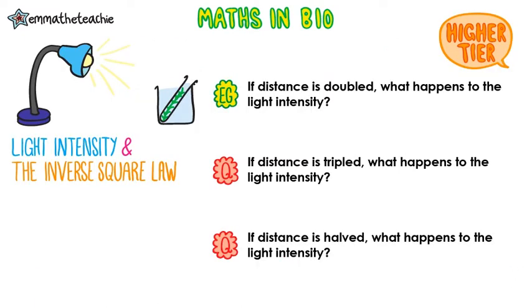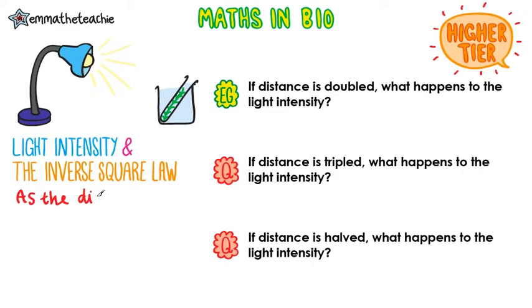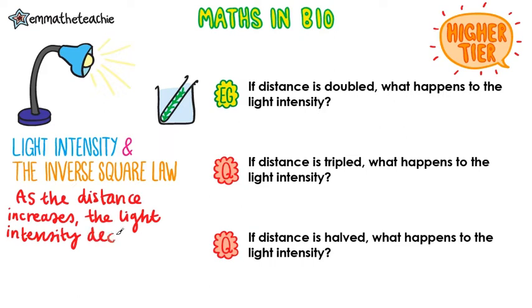Okay, so here's another specific part of maths in biology. And this one is actually just for people studying higher tier. So if you're studying foundation, skip ahead to the next section. So this one is the light intensity and inverse square law. And this is about the relationship between distance and light intensity. As the distance increases, the light intensity decreases. That makes sense because as you get further away, the light intensity will get weaker.